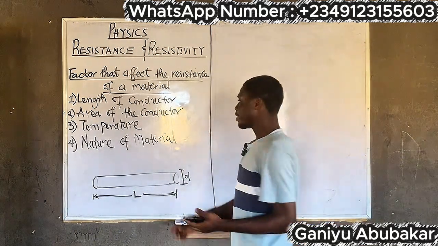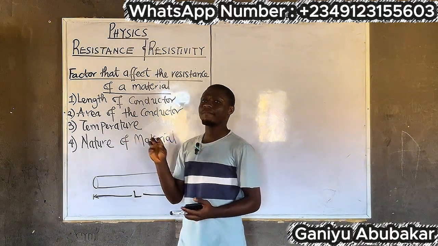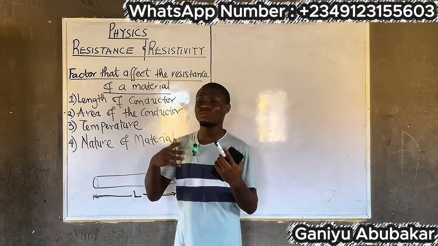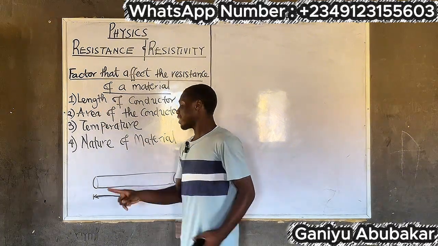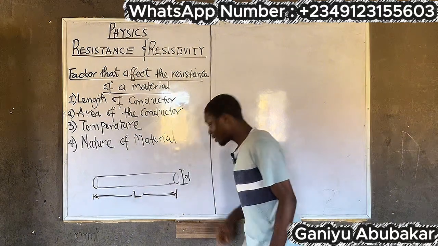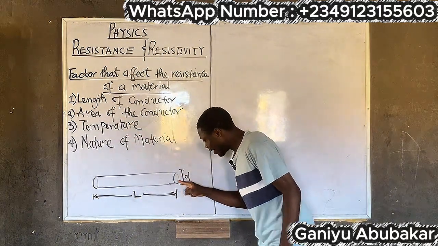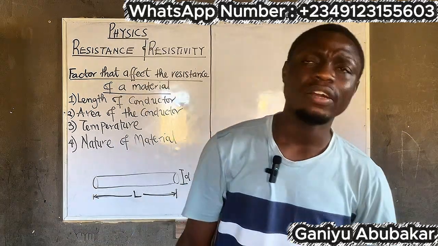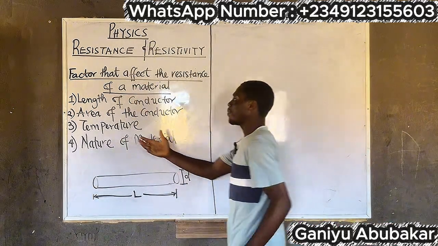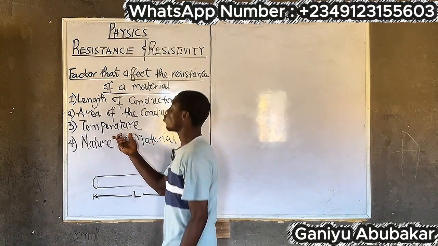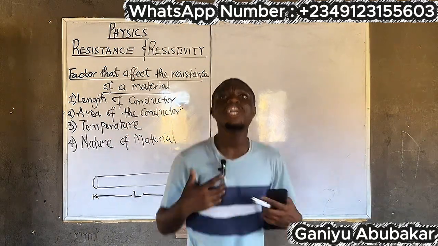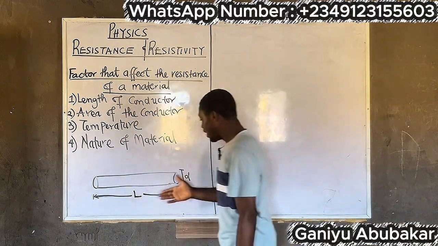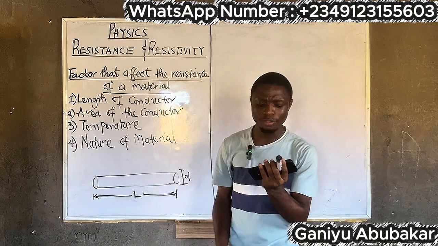Temperature is not really a concept you can watch. For length, I can see it physically. Area is clear, and diameter relates to area. But you can't see temperature with your bare eye, right? So you should just note that temperature is one of the factors that affect resistance, but it's not physical. The way I see length and area physically, I can't see temperature.